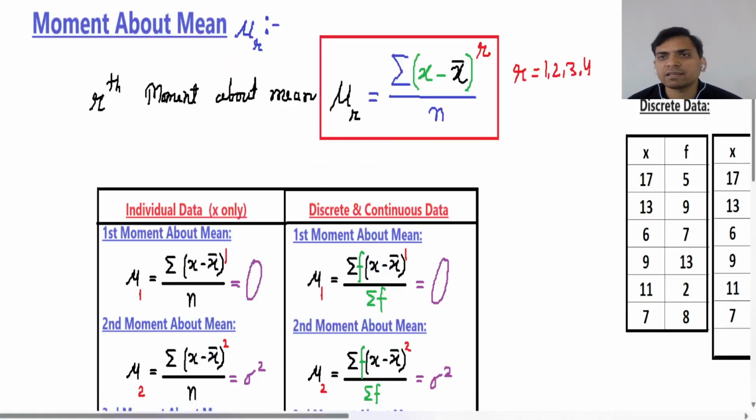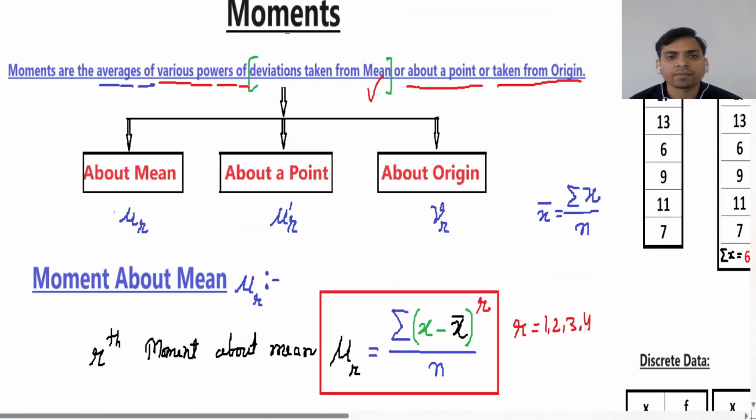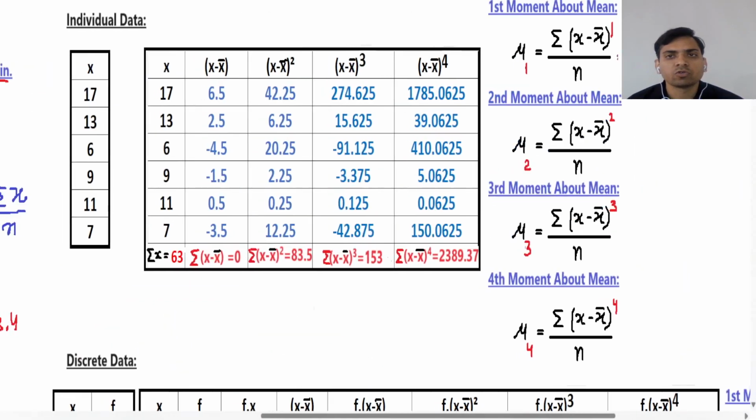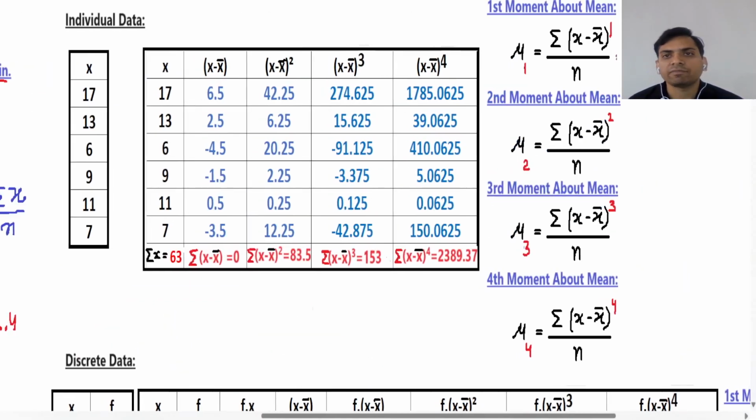So now we will see for individual type of data. For individual type of data, we have these formulae for first 4 moments. So first task, we have this individual data. For this individual data, because we are finding moment about mean, first we will find mean. So simply mean is x bar equals summation x divided by n.